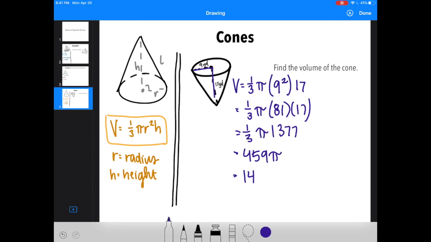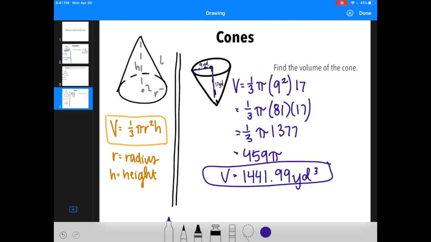But let's take it a step further and multiply that by pi to give me my final answer of 1,442.0 yards cubed. If I was wanting to round to the tenths value, my final answer would be 1,442.0 yards cubed. But here we're just going to round to the hundredths.